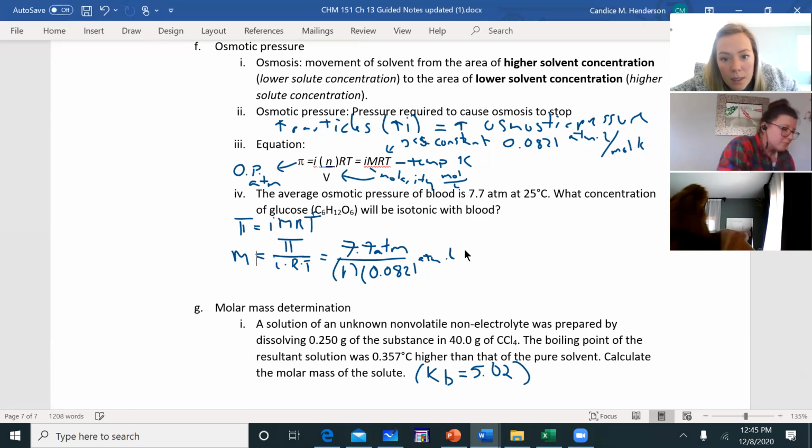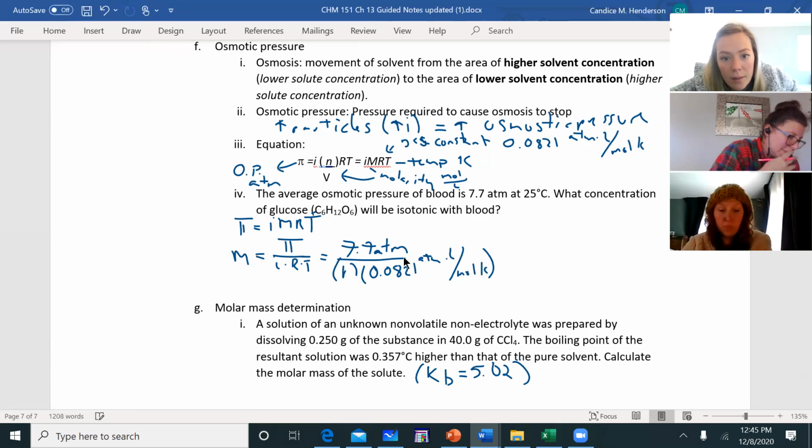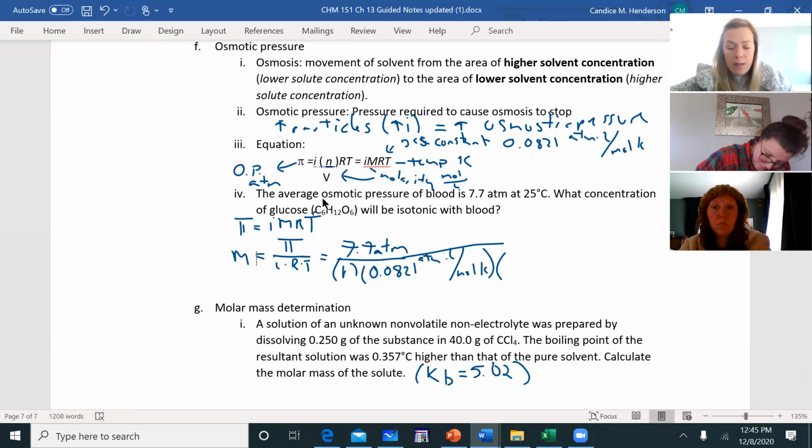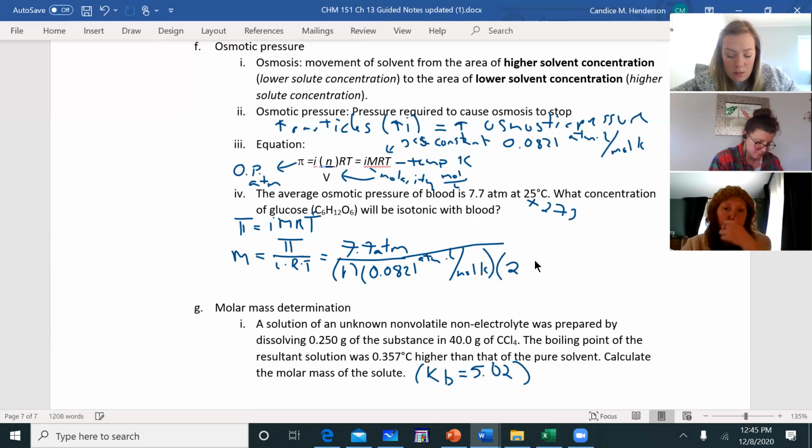ATM, liter, mole, Kelvin. Okay, and then the last thing we want to do over here is multiply by our temperature. Now temperature needs to be in Kelvin. So we want to just real quickly add 273 to our 25, which would give us 293, I believe, 298.